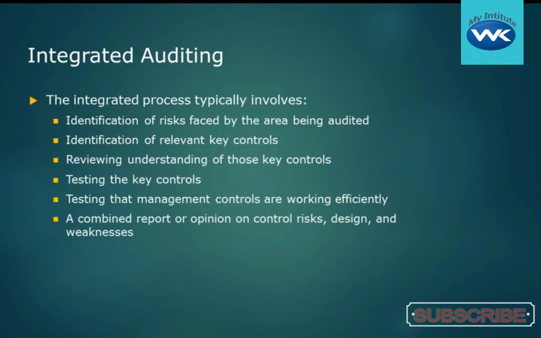It should also have the identification of relevant key controls. There should be a review and understanding of those key controls, methods of performing tests on those controls, testing that the management controls are working efficiently also. Remember, management can be a series of policies and procedures and guidelines. And there should be a combined report or opinion on control risks, designs, and weaknesses. So again, combined because we've integrated the auditing process of these different areas.